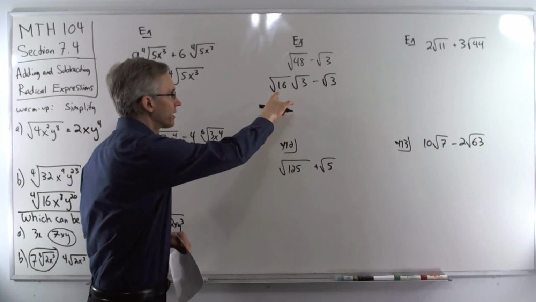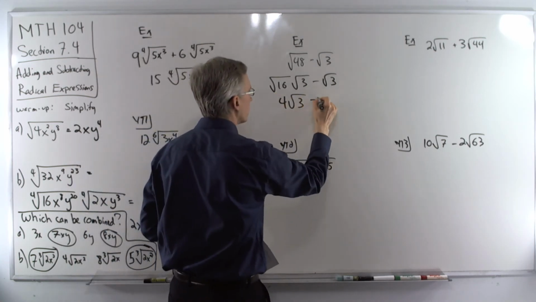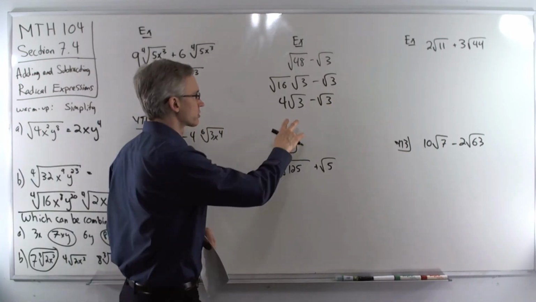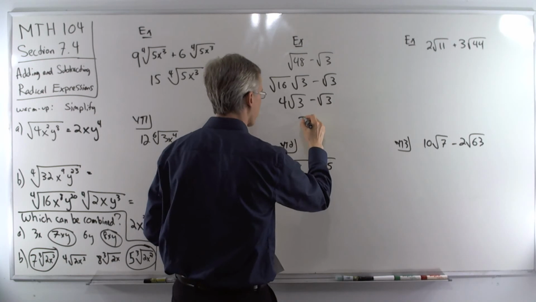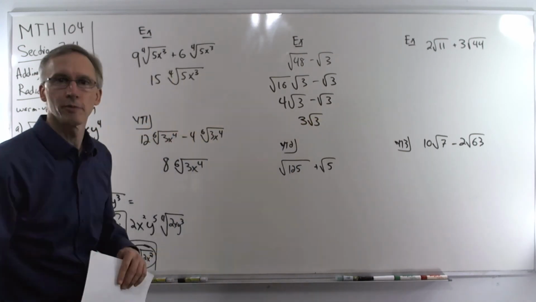Now we can evaluate this, because this is a perfect square, so that's 4 square roots of 3 minus the square root of 3. And now we have like terms. We have 4 square roots of 3, and we're going to subtract one of them. So that gives us 3 square roots of 3. Your turn, number 2.